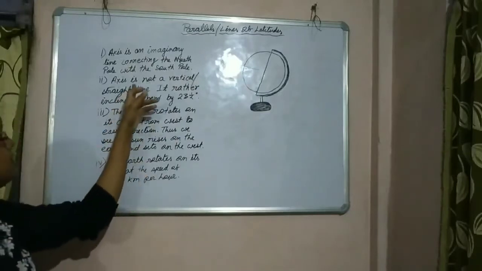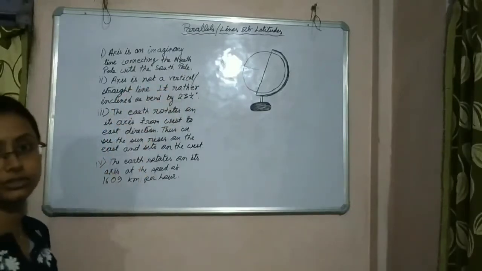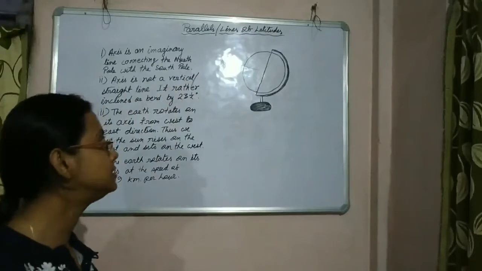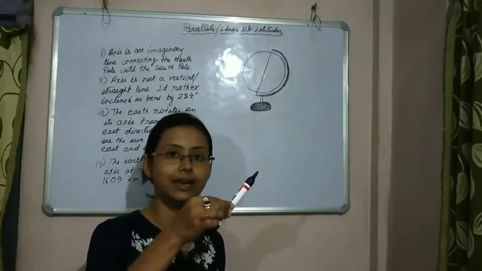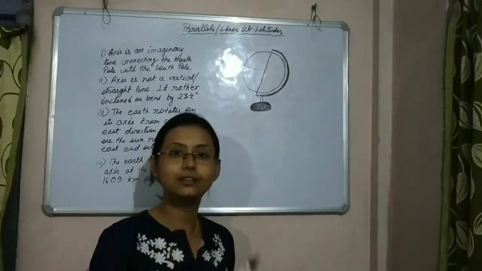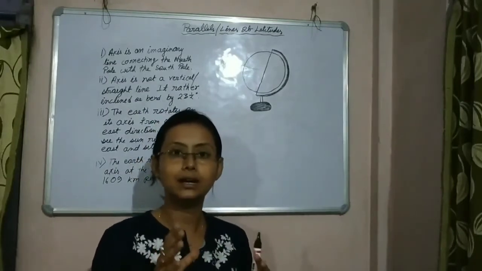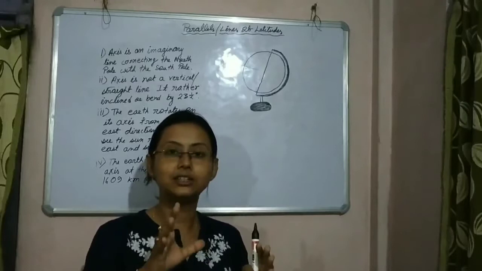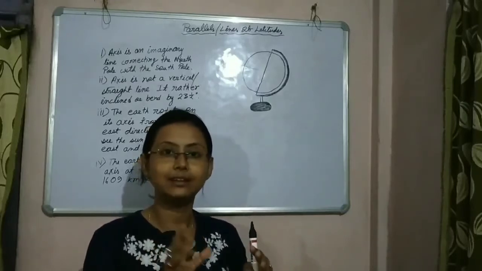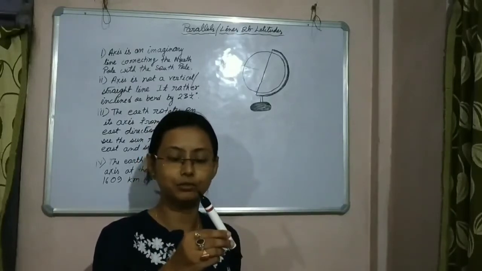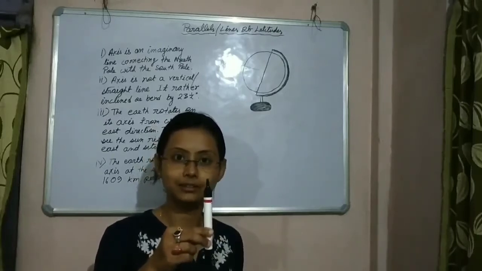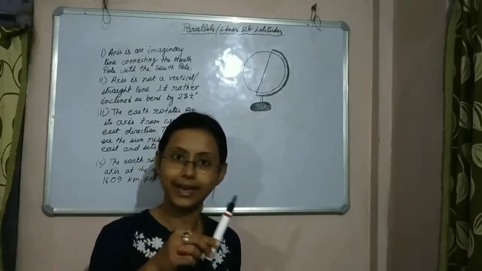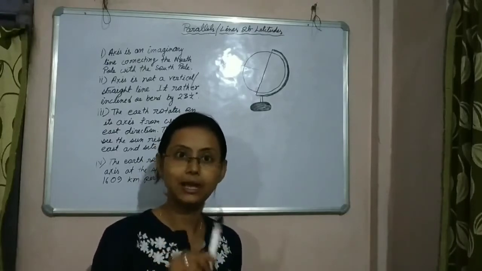The next thing is that the axis is not a vertical or straight line. We also need to remember that it is not a straight line. It is bent in this way. That is why you can see that the globe is placed in such a way that it looks a little bent. Straight or vertical lines used to look like this, but the axis is a little bit bent.